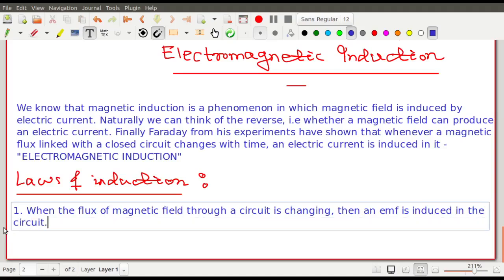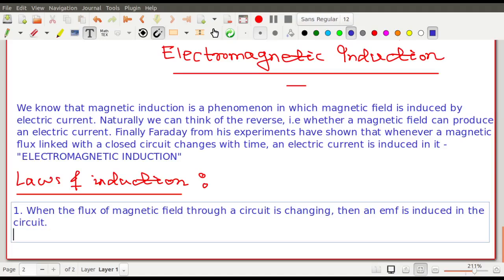So when the flux of magnetic field is changing, so magnetic field এর সাথে associated flux টা যখন চেঞ্জ করছে, you know what is the flux? It is nothing but the magnetic field lines passing through a surface. It's given mathematically by B dot ds, the magnetic field into the area. That is the mathematical expression, but physically you should understand it as the magnetic field that passes through any surface or any conductor. So when the flux of magnetic field through a circuit is changing, then an EMF is induced in the circuit. তাহলে একটা EMF induced হচ্ছে, right? This is the first law.